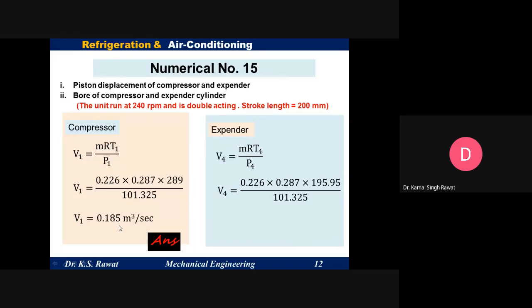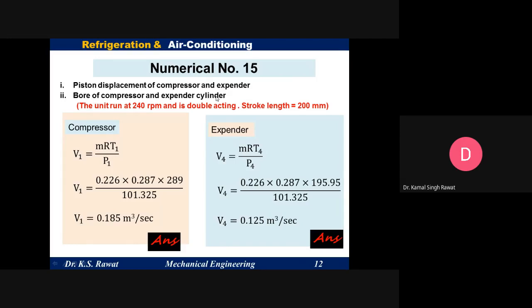Do it fast. So 0.125 meter cube per second. So this is our next answer. Now we have to calculate the bore of compressor and expander cylinder.